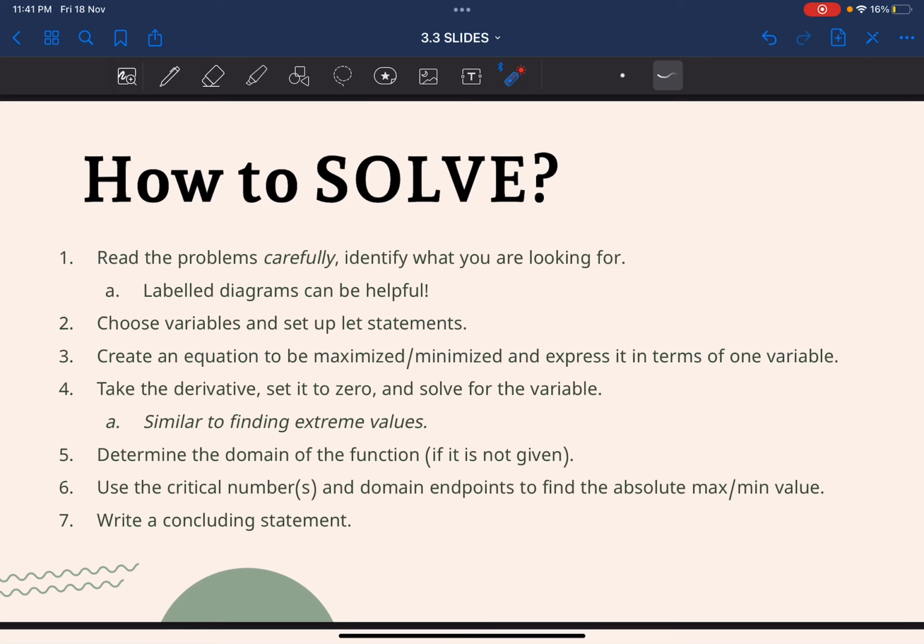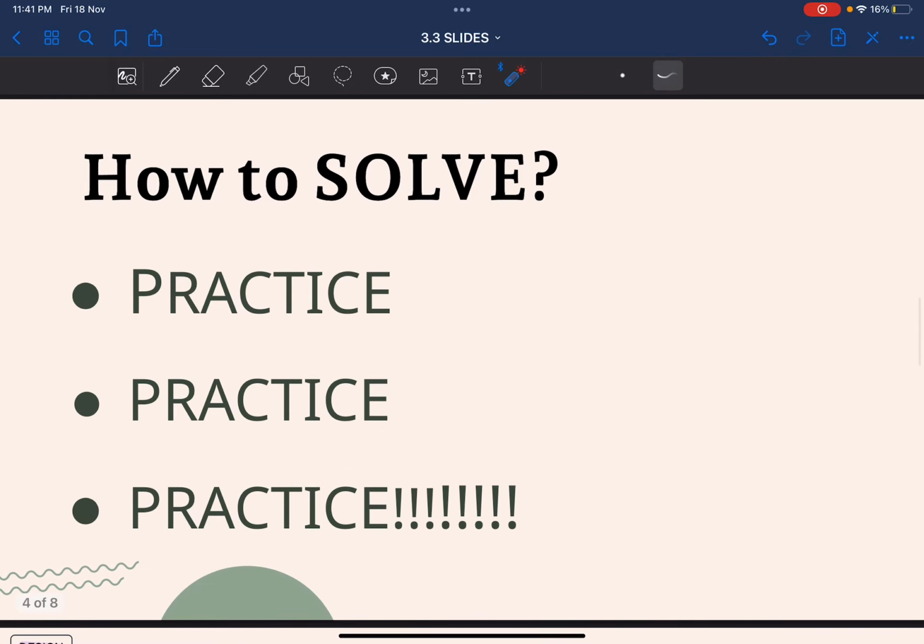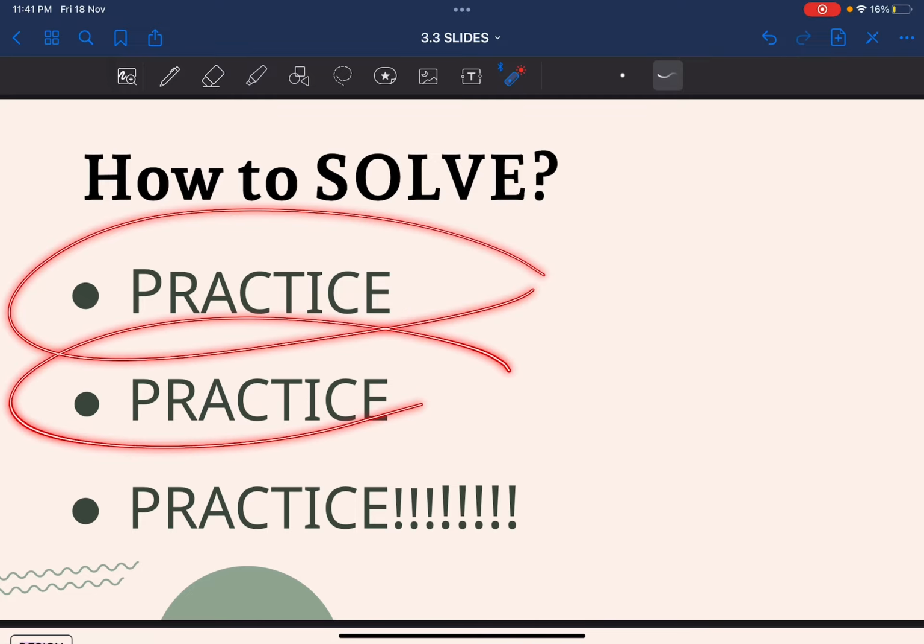We will then determine the domain of the function if it is not given already, and then we will use the critical numbers and the domain endpoints that we found to find the absolute maximum and minimum value. And then lastly, we have to write a concluding statement, and this is very important because these are all word problems. So, even though I gave you this step-by-step tutorial, it is still very important to practice.